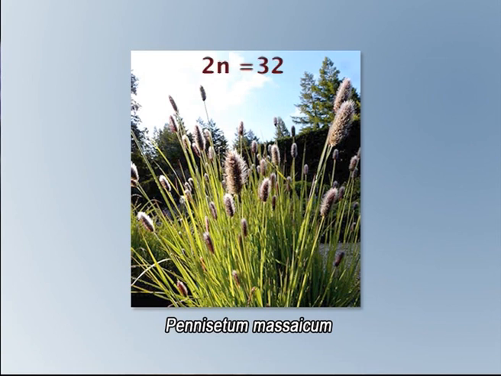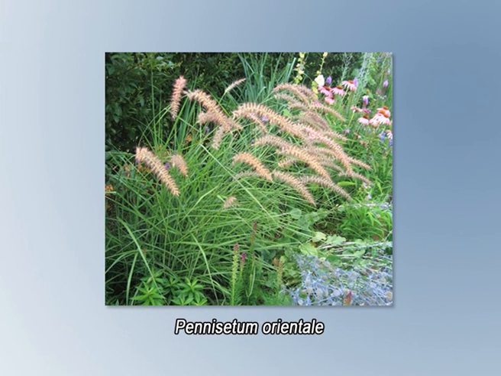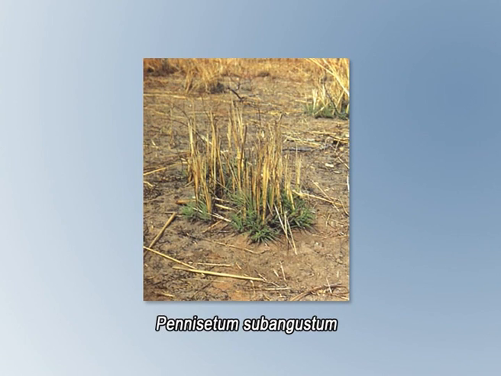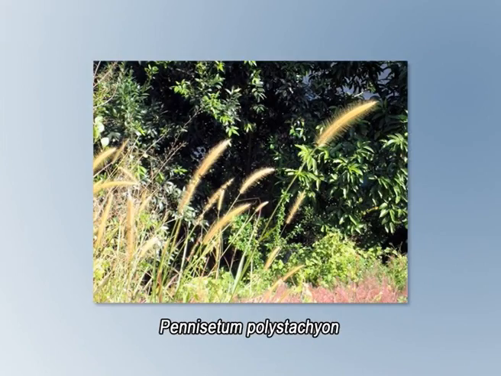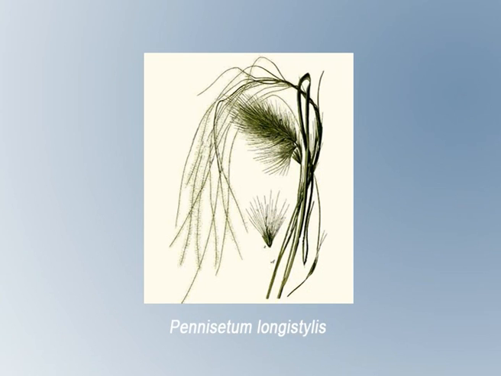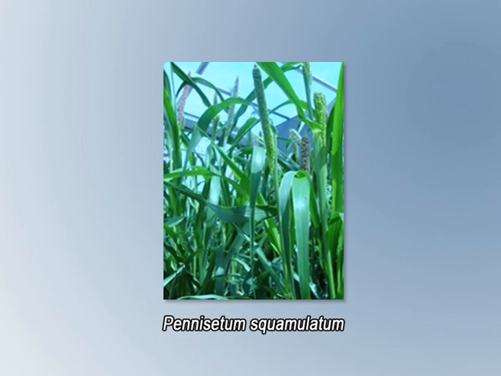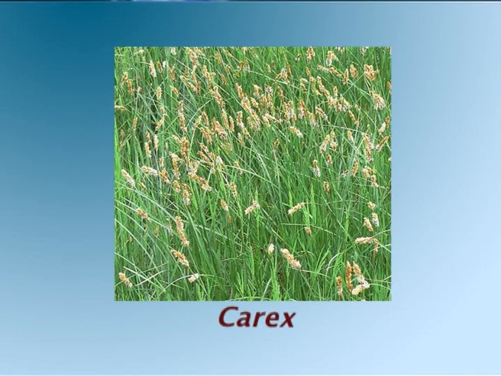Pennisetum mezianum with 2n=32, Pennisetum orientale with 2n=36 and Pennisetum subangustum with 2n=36 suggested probable autotetraploid nature, and the 3 hexaploids investigated, that is Pennisetum polystachyon, Pennisetum longistylum and Pennisetum squamulatum with 2n=54, revealed allohexaploid constitution.